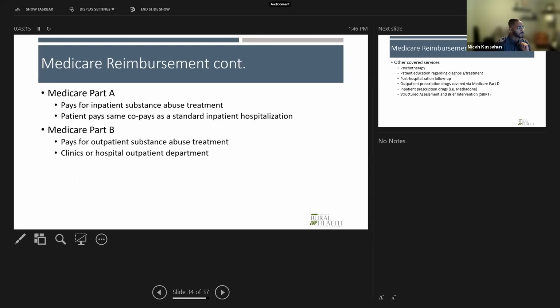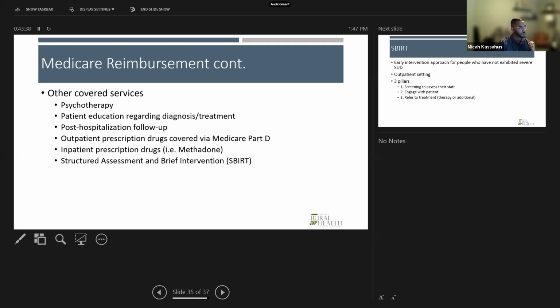Let's see what else is there. This is a really important slide that I wanted to address: Medicare Part A and Part B. Part A is for the inpatient treatment, and the patient would pay the same copays. Part B pays for the outpatient treatment, and this is usually administered at clinics or hospital outpatient departments. Other covered services include psychotherapy, inpatient prescription drugs, and outpatient prescription drugs that are covered by Medicare Part D. I thought I would just include that so you're aware of other reimbursement covered services.